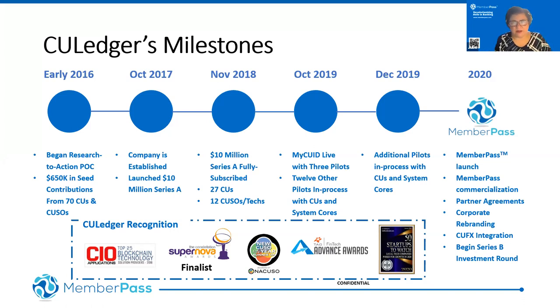And actually we have 70 credit unions that have invested in CULedger at this point in time. In 2019, we spent a lot of time testing the user experience of what was called then MyCUID, a decentralized identity project. And we worked with three credit unions on different pilots. And the technology itself was already proven in the research action phase.